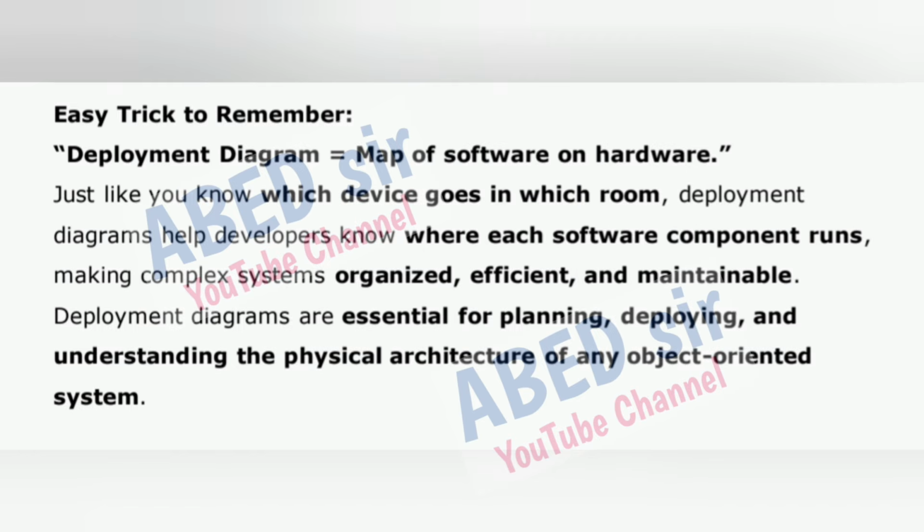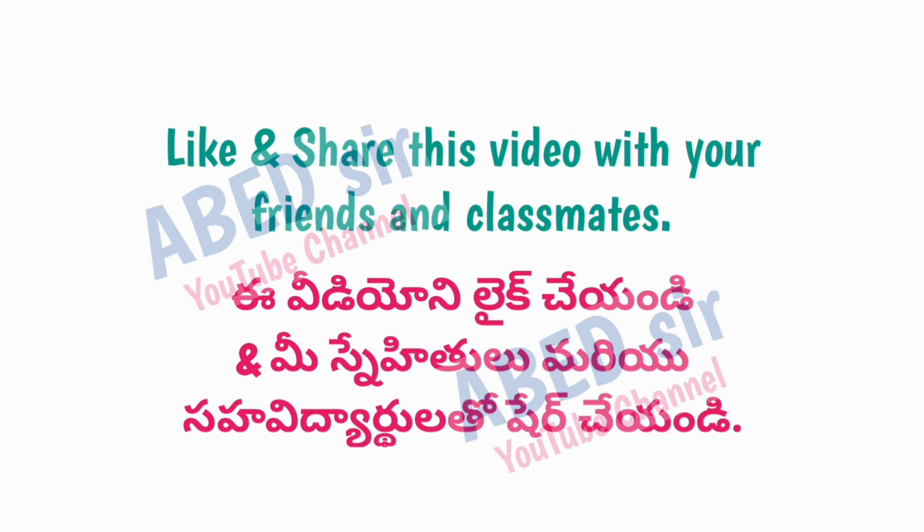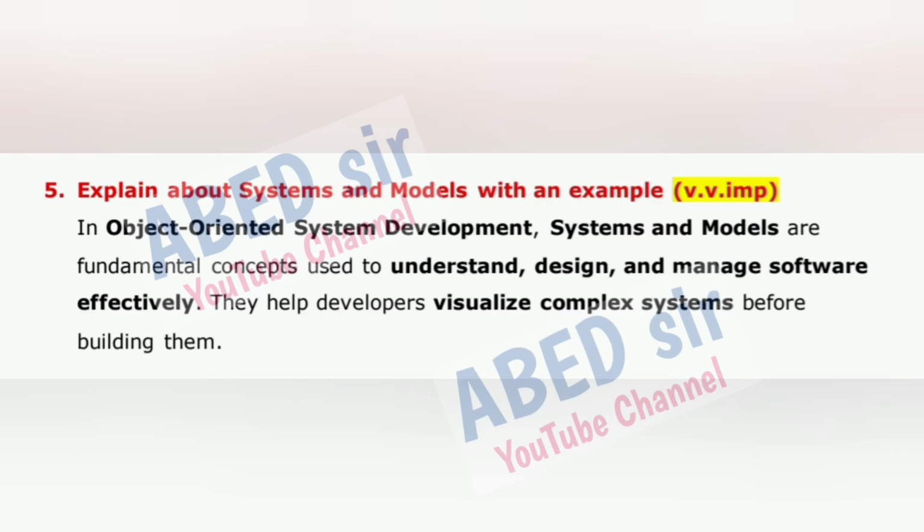Just like you know which device goes in which room, deployment diagrams help developers know where each software component runs, making complex systems organized, efficient, and maintainable. Deployment diagrams are essential for planning, deploying, and understanding the physical architecture of any object-oriented system. Next important long question is 5. Explain about systems and models with an example.